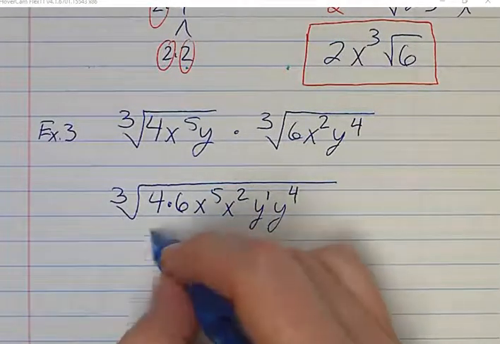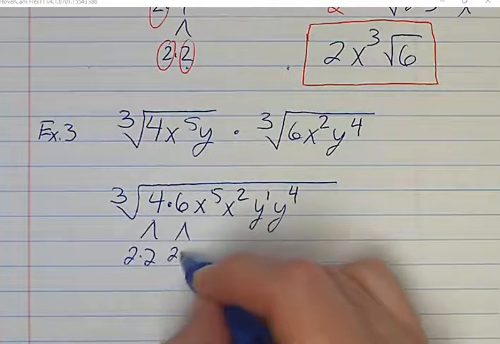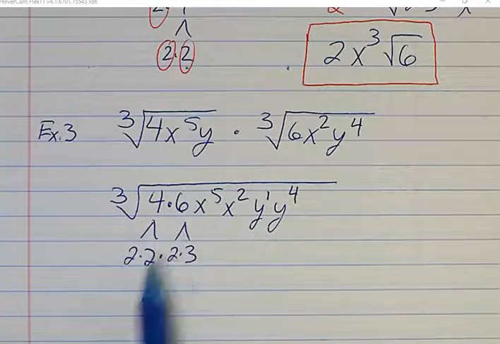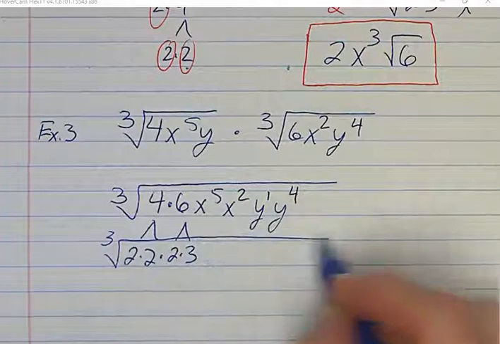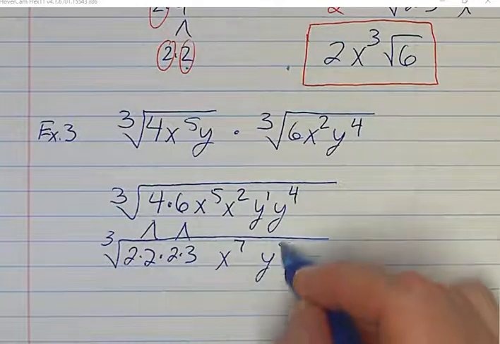Okay, so 4 and 6, go ahead and start breaking down. 4 is 2 times 2. 6 is 2 times 3. And that worked out kind of nice because everything's already in order for this one. We've got 2 times 2 times 2 times 3. For the x's, we have 7. And for the y's, we have 5.